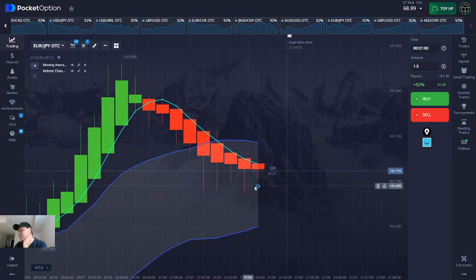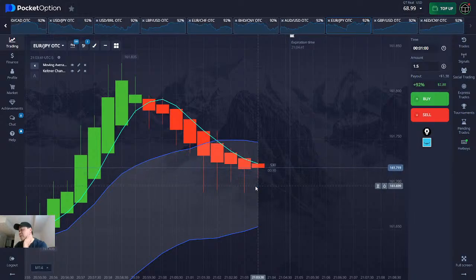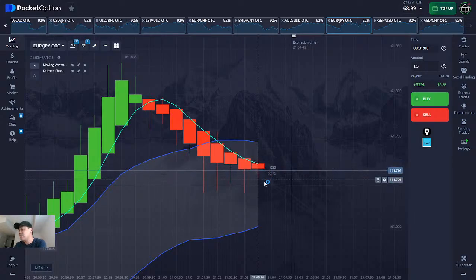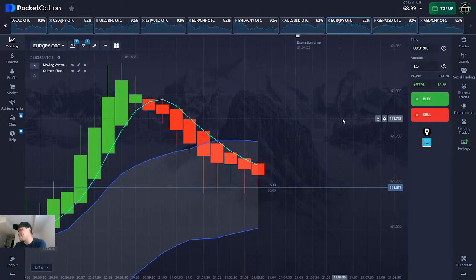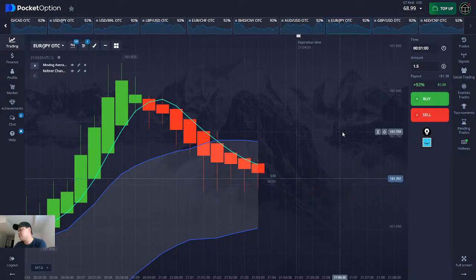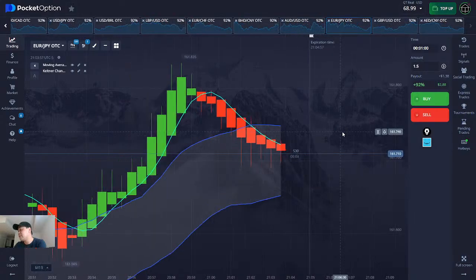So I'm not gonna get them all 100%, but statistically, if you're over 52%, then you're gonna make money in options, right? And the key is not to go crazy with your amount here. You gotta manage your risk.